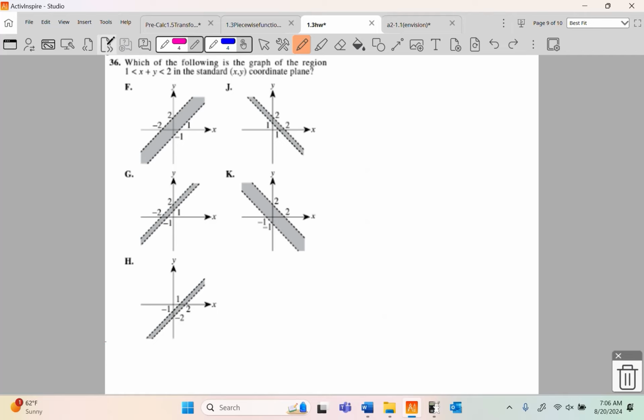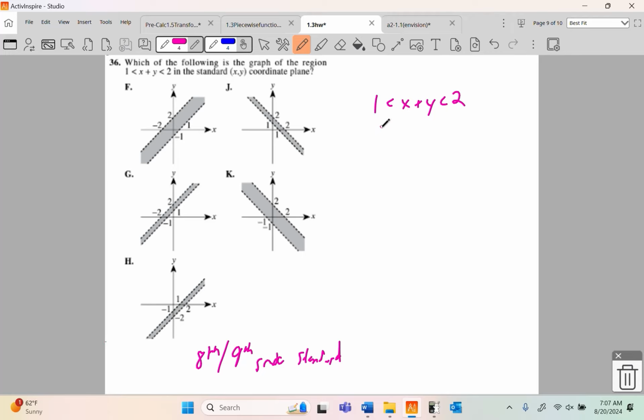Let's see, which of the following is the graph of the region 1 less than x plus y less than 2 in a standard xy coordinate plane? Believe it or not, this is an 8th and 9th grade standard. It's not that far up the ladder of things you're expected to know how to do. I'm going to take this original compound inequality, and that's what it's called, a compound inequality.